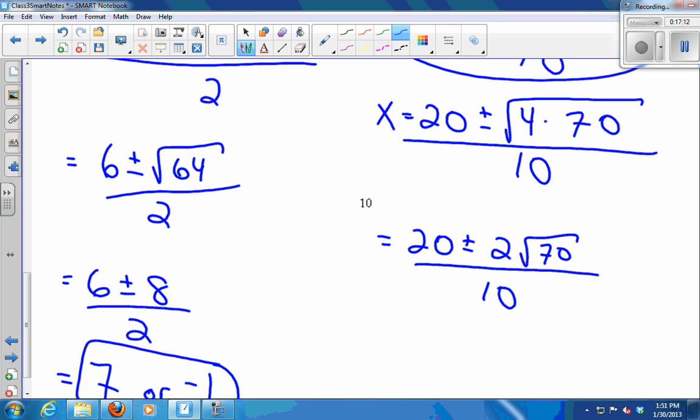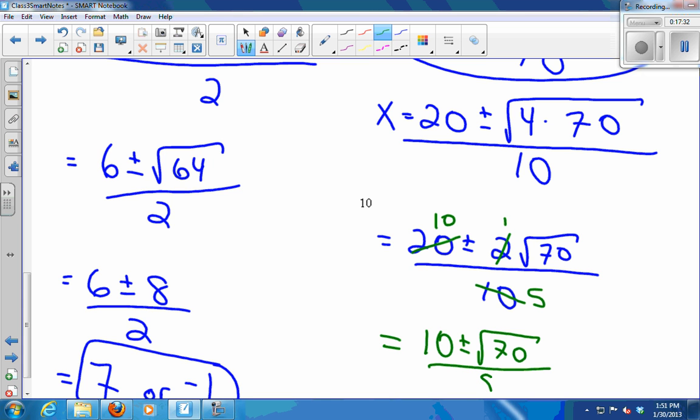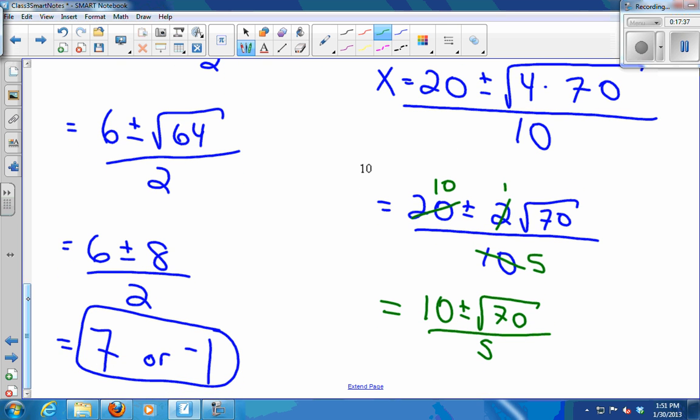And then you can reduce the fraction, right? You can say, well, 2 goes into 20 10 times, goes into 2 once, and it goes into 10 5 times. So this would be ultimately simplified to 10 plus or minus the square root of 70 all over 5. 10 over 5 plus or minus root of 70. That's the same thing. Okay. Yep. Good. That would be totally acceptable.